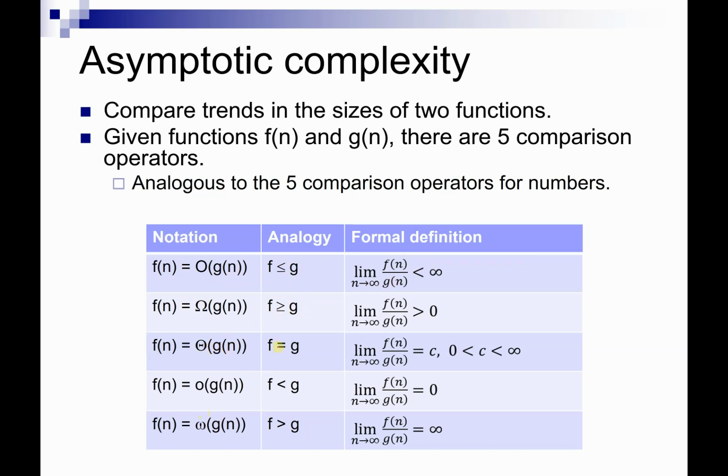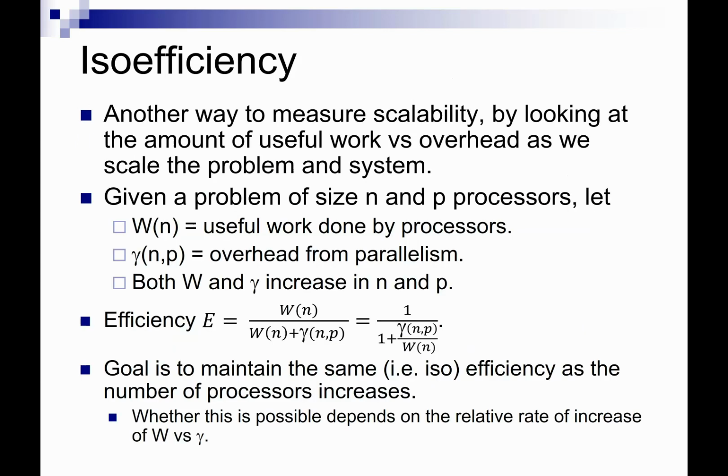f is theta of g intuitively means that f is equal to g, and then little o means that f is strictly less than g, and then little omega means that f is strictly larger than g. Okay, so this is our notation for comparing the sizes of two functions.